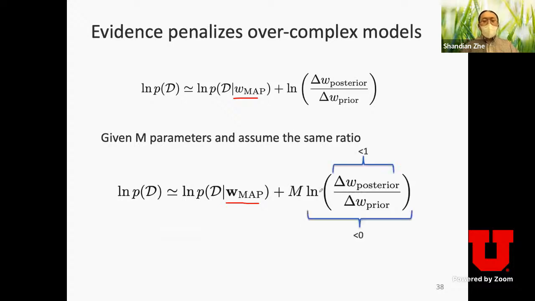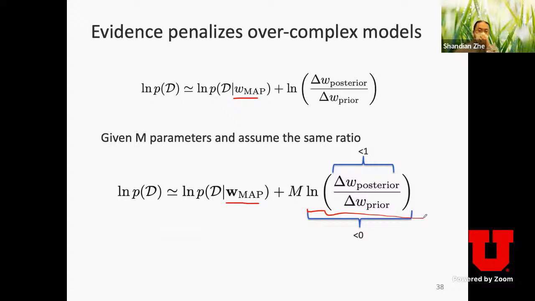So first, our observation is that because the posterior is much more concentrated than the prior, right, this ratio should be less than 1. If you take a logarithm, the logarithm will be less than 0. Right? So now you can see, inside the log model evidence, it consists of 2 components. And these 2 components exhibit a battle against each other, some kind of trade-off.